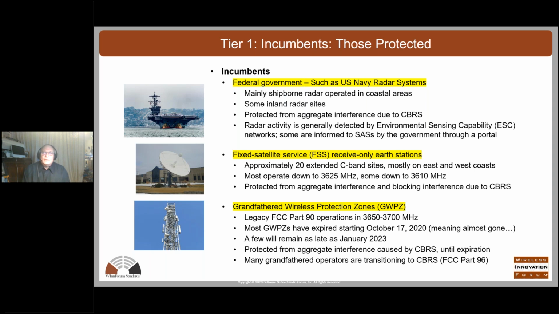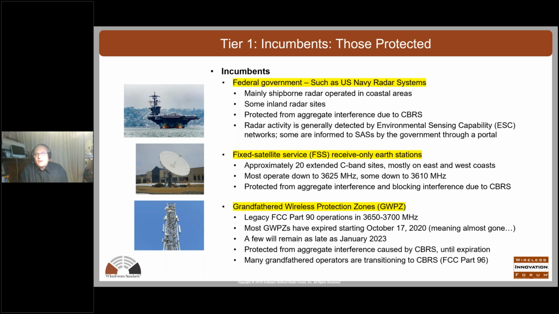And sometimes those detections are made even if there isn't something going on. It's called obfuscation. And the reason for doing that, if you ever get a DPA call and you think, gosh, there's no ship out there, is because the government doesn't want you to triangulate or know exactly where the ships are. So the first and foremost incumbent in the CBRS world is the federal government.